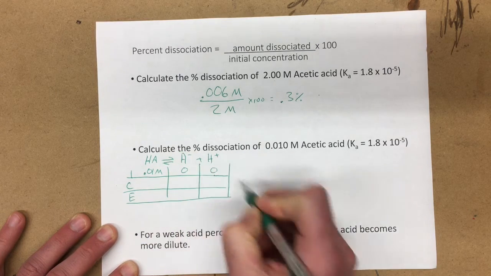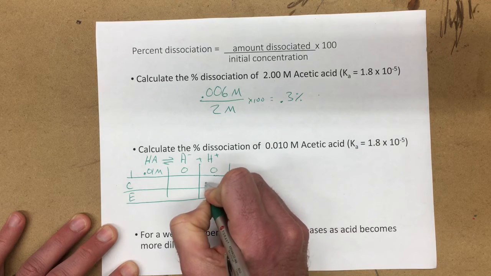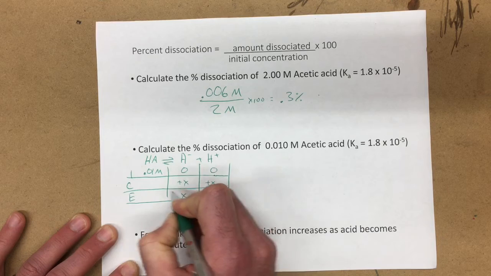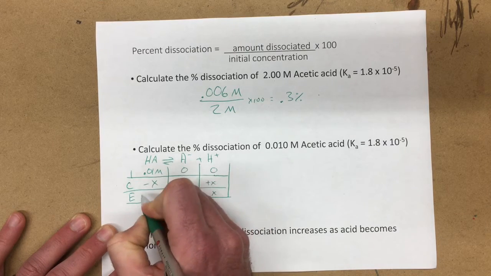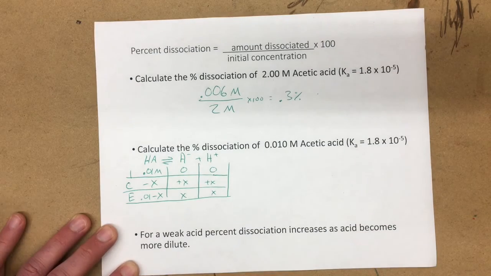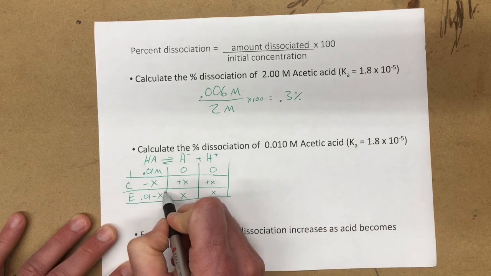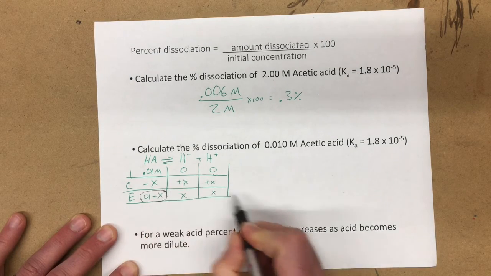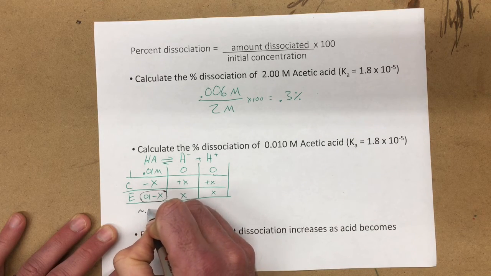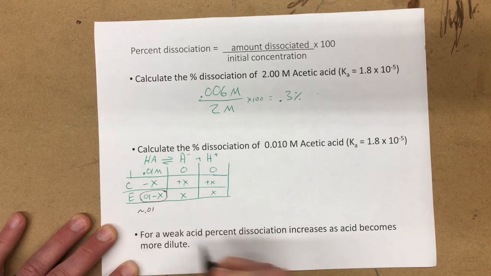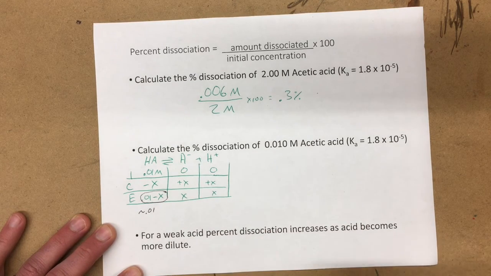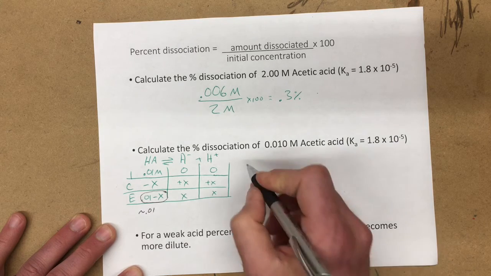These are both starting at 0. So these will increase by x, increase by x. This is going to decrease by x, 0.01 minus x. Just like we did before, we can assume that x is going to be pretty small because Ka is very small. So this is going to be pretty close to 0.01. And that'll make our algebra a little bit easier. It's not necessary that you do that, but it just makes the calculations a little bit easier.